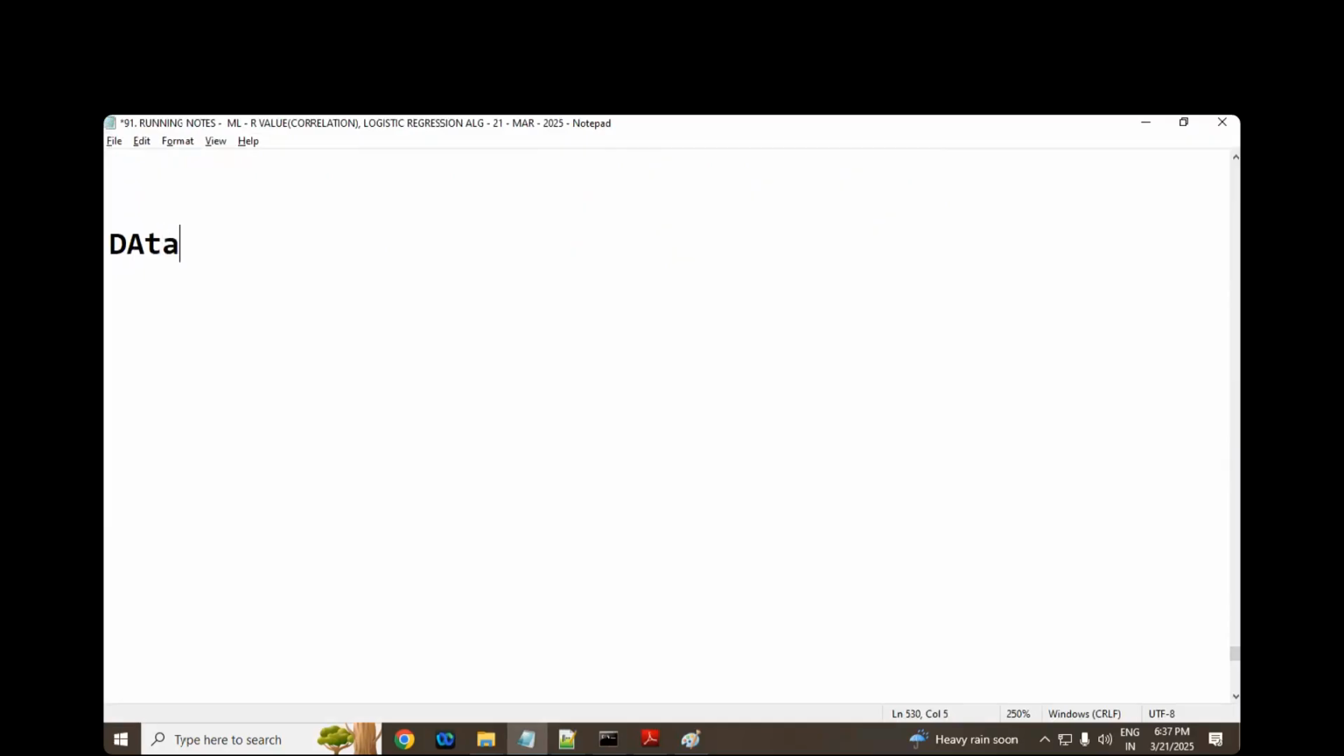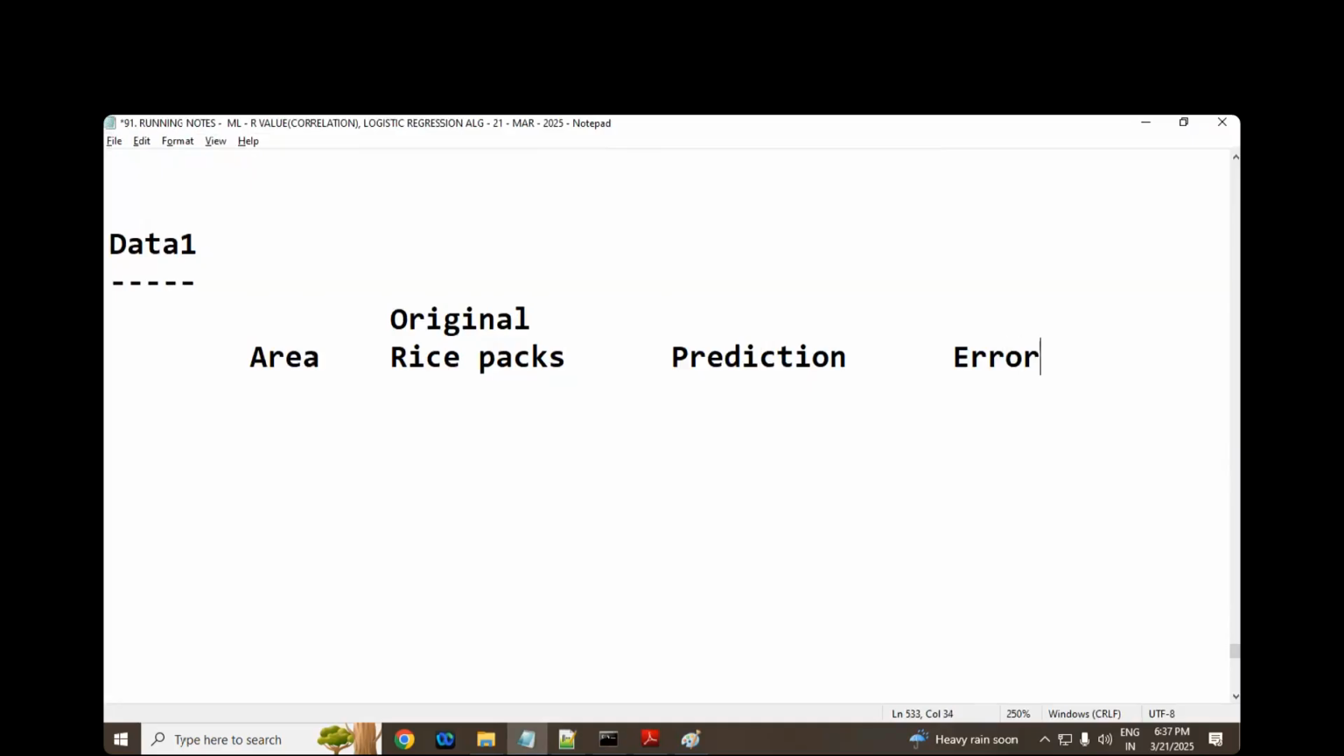Let us take some data. Sir, I am trying my best to explain. If you are unable to understand this one, it's a gone case. Area and rice packs. This one is the original value. Then the ML algorithm will do the prediction. Then here is the error value. The error value will be calculated by the cost function.